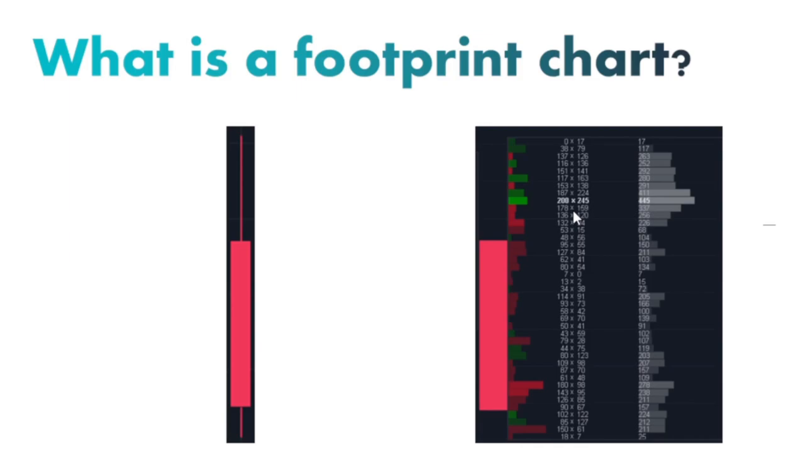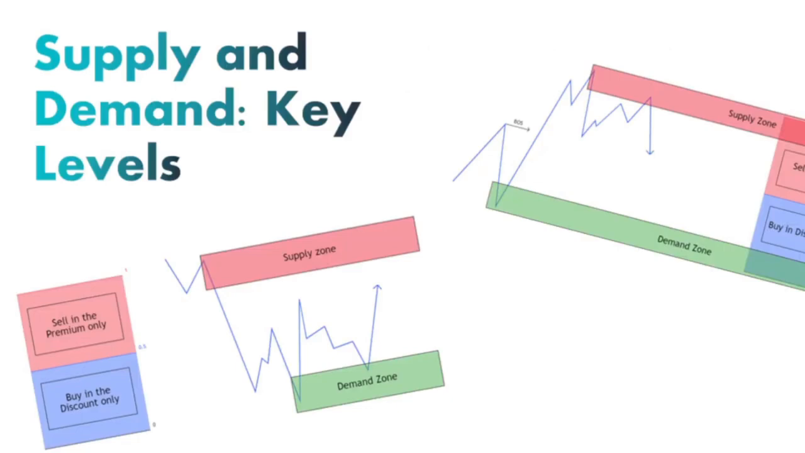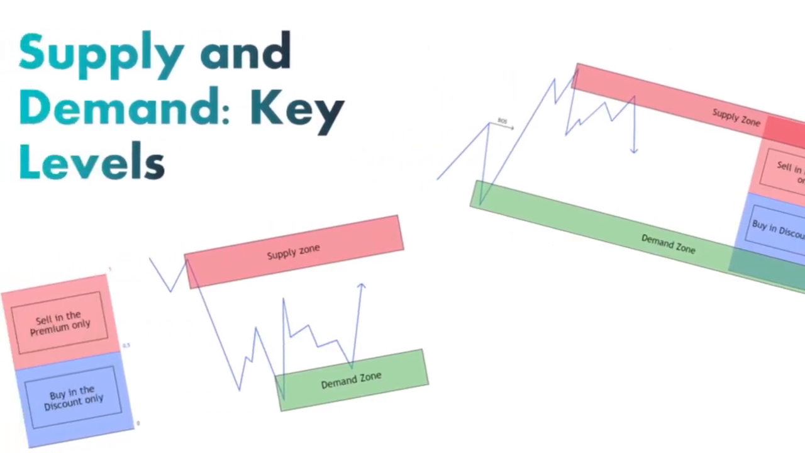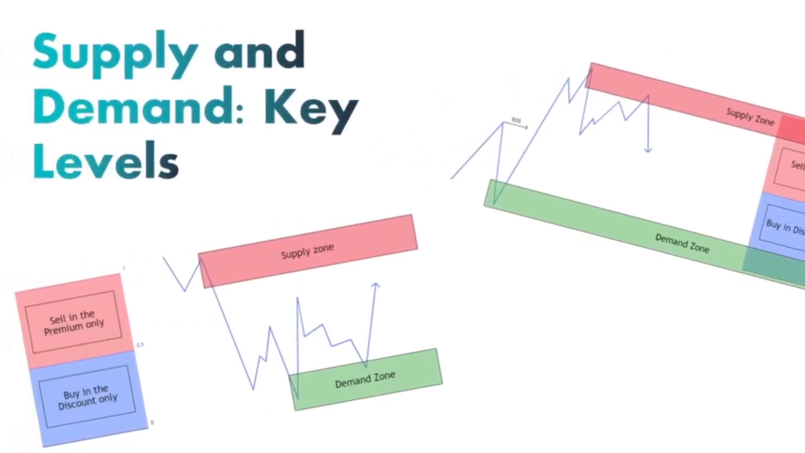Before we move on and come into some more detail, we need to understand everything in terms of supply and demand zones. These are essentially key levels, supply and demand zones. So what you see here is a supply and demand zone.